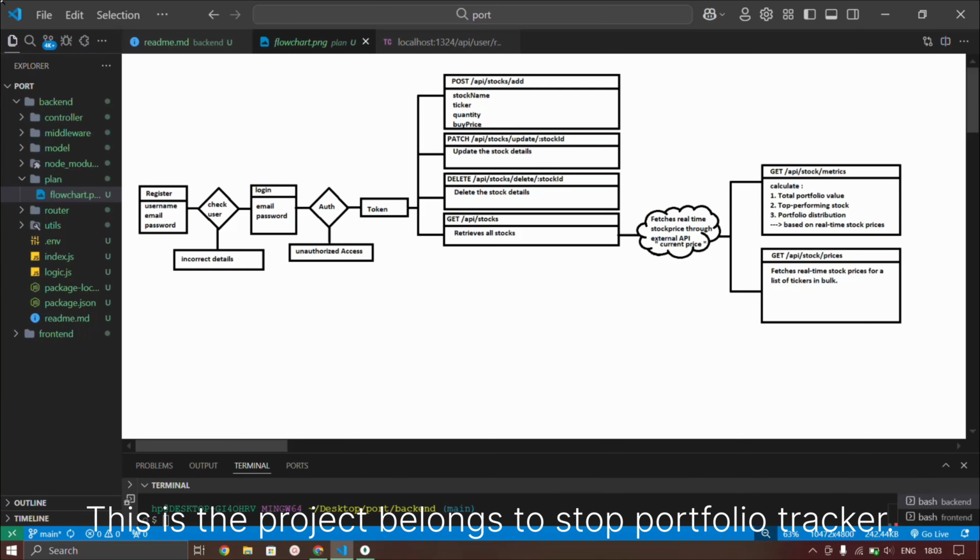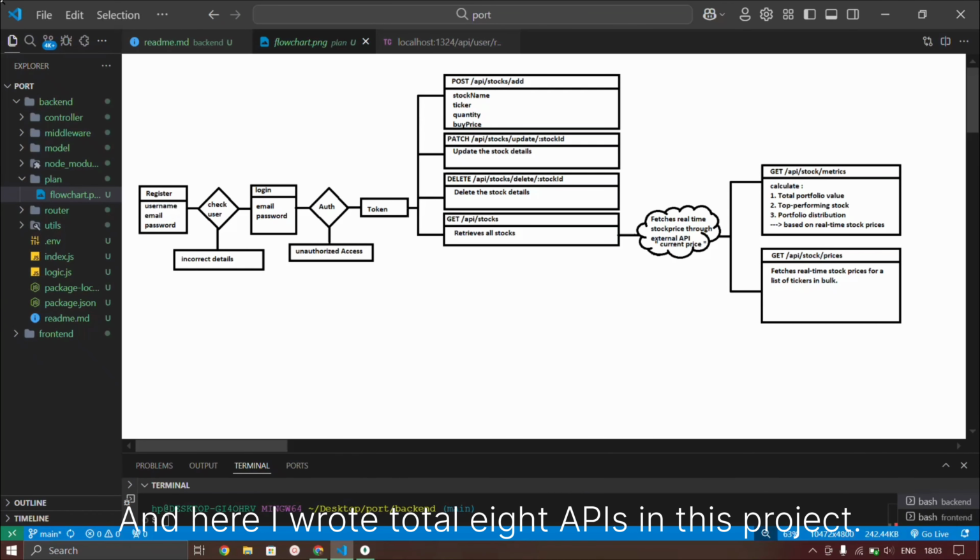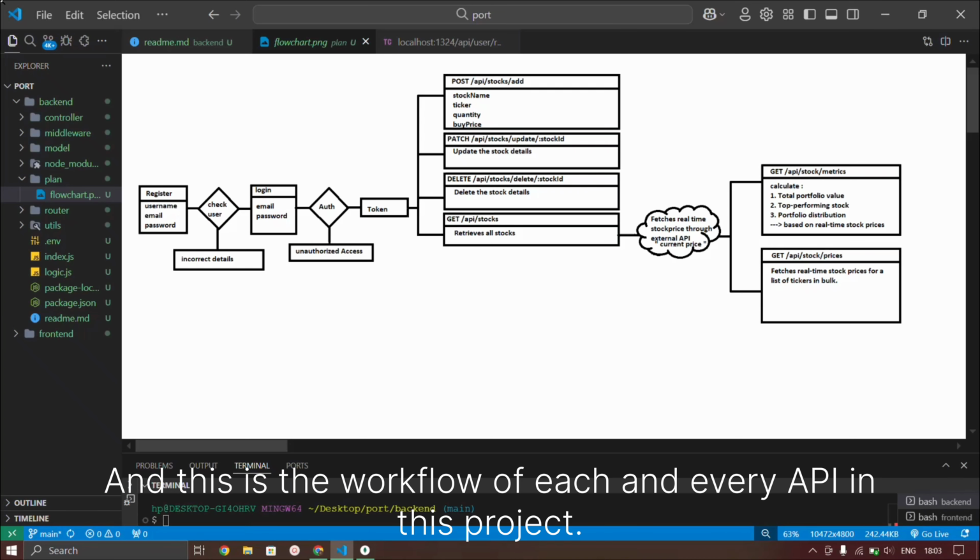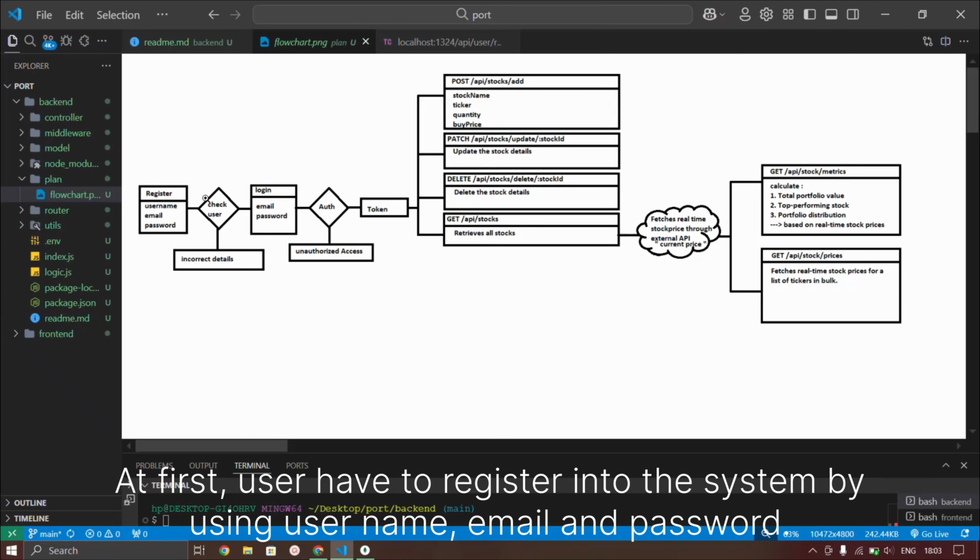This project belongs to Stock Portfolio Tracker, and I wrote a total of 8 APIs in this project, and this is the workflow of each and every API in this project.